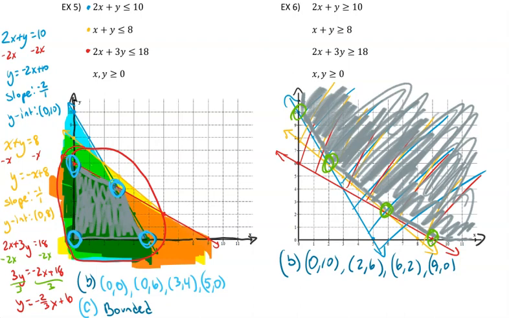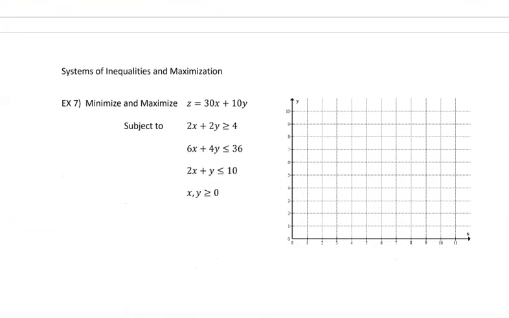And for this one, part C, we couldn't draw a circle around it because it does go on forever, so it is unbounded. Okay, so we've learned how to do this now. Let's go ahead and see how we use it.